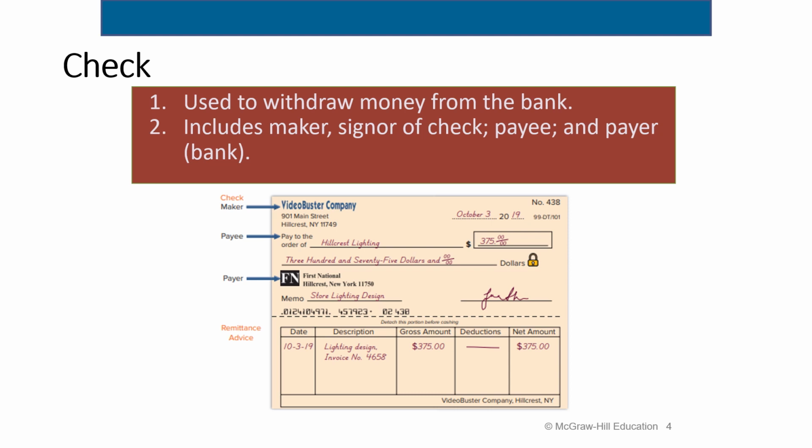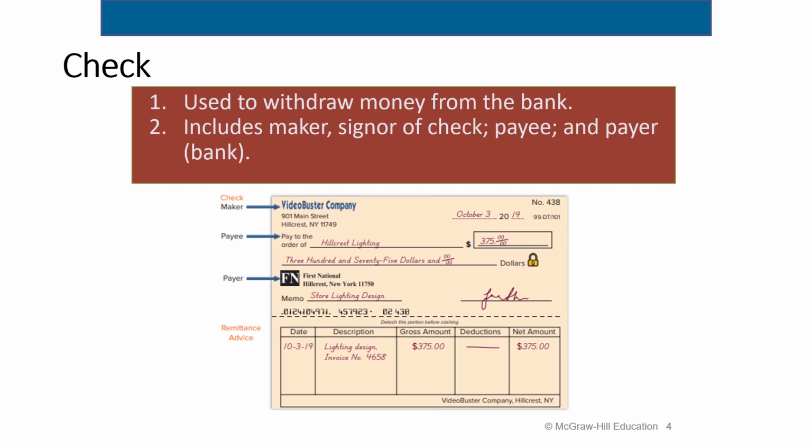Then at the bottom, under the dotted line, that is an optional portion that can be sent along with the check. It's called the remittance advice, and that's basically information about where to apply the payment. You can also put something similar on the memo line of the check.